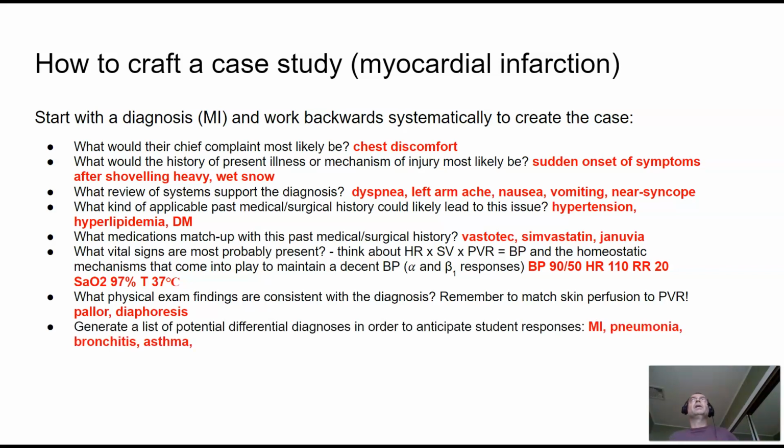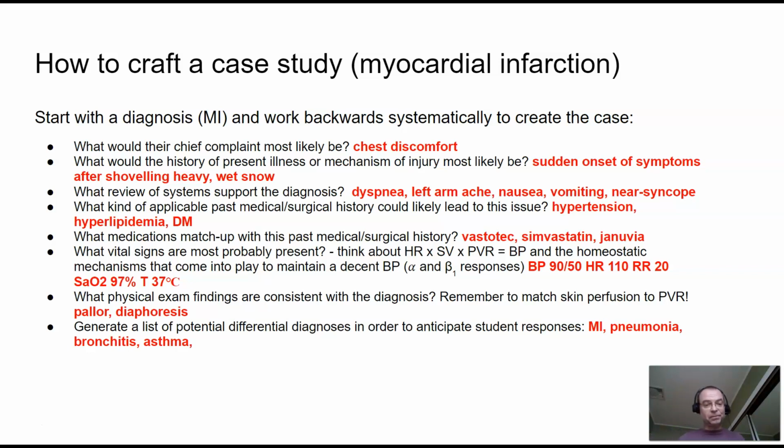So now the kids are going to come up with differential diagnoses, okay? Some might say heart attack right off the bat because grandma had a heart attack last year and she had nausea, vomiting, left arm ache, and this is like a classic heart attack, okay? Some other students might come up with pneumonia, bronchitis, asthma. There are any number of differentials that they might come up with, but we need to anticipate those.